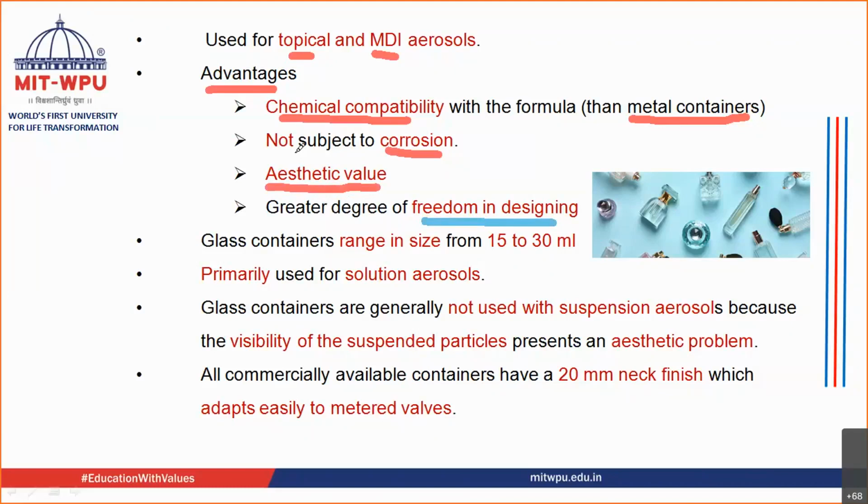That is, it is chemically compatible, and it does not undergo corrosion as compared to metal containers. It does not undergo leaching or sorption as compared to your plastic containers. Your plastic container has the disadvantage of leaching and absorption, whereas your glass container does not. Now this glass container can range in different sizes, from near about 50 to 30 ml, and it can go up to 100 ml also.